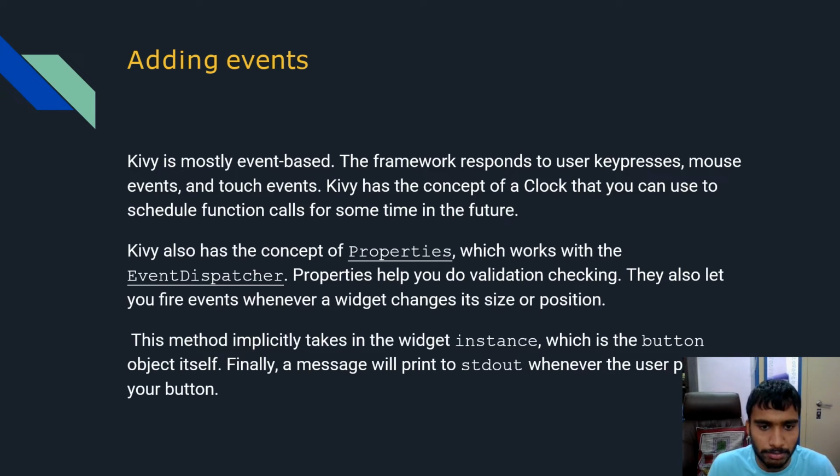This method implicitly takes in the widget instance, which is the button object itself. Finally, a message will print to stdout whenever the user presses your button.